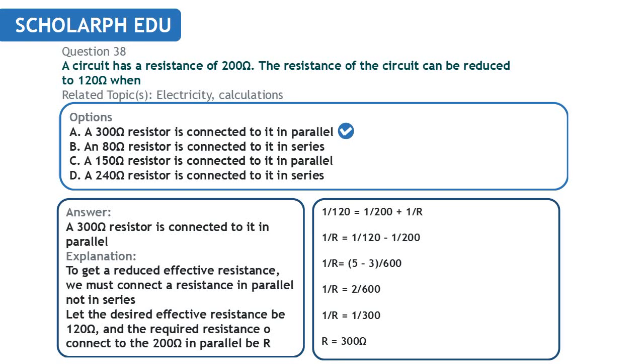So if you reduce this to the lowest term, 2 here 1 and 2 here is 300. So you have 1 over R is equal to 1 over 300. So 1 matches on to 1 and R to 300.